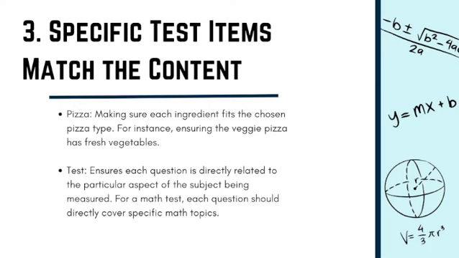Three is specific test items match the content. So you're making sure here that in your pizza, each ingredient fits the chosen pizza type. For instance, if we're having a veggie pizza, I need to have a whole lot of fresh vegetables for that. When we're looking at a test that we're going to give someone, this ensures that each question is directly related to the particular aspects of the subject being measured. So for a math test, each question should directly cover specific math topics.